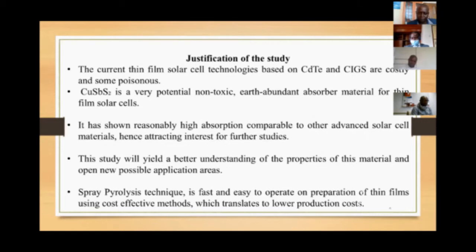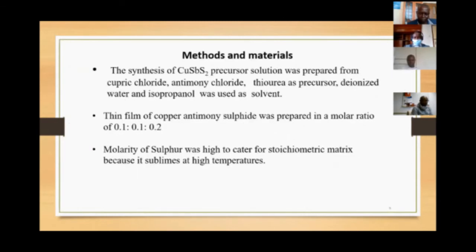So this study will yield a better understanding of the properties of thin films of copper antimony sulfide and open new possible application areas. I chose the spray pyrolysis technique because it is fast and easy to operate in preparations. It is also a cost-effective method, which will translate to lower production costs.